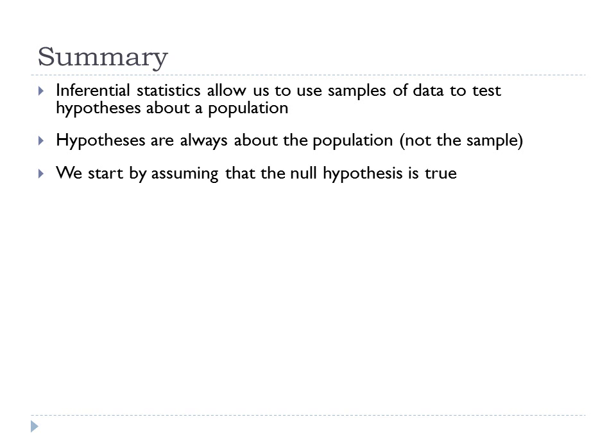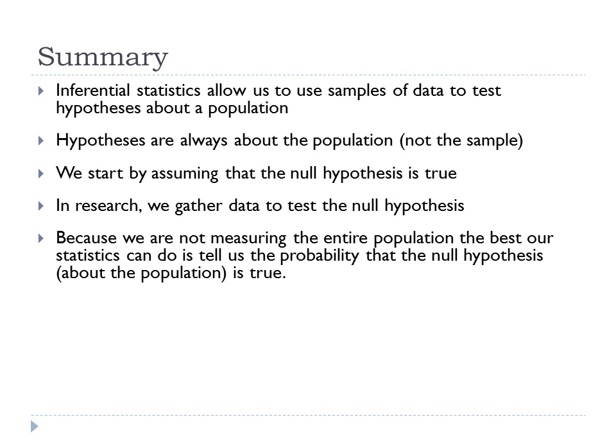We always start by assuming that the null hypothesis is true. And in research, we gather data to test this null hypothesis or to draw conclusions about the null hypothesis. Because we're not measuring the entire population, the best that our statistics can ever tell us is the probability that the null hypothesis about the population is true. Right? We can never be 100% certain about whether or not our statistics tell us something meaningful about the population. The best we can do is be really, really sure.